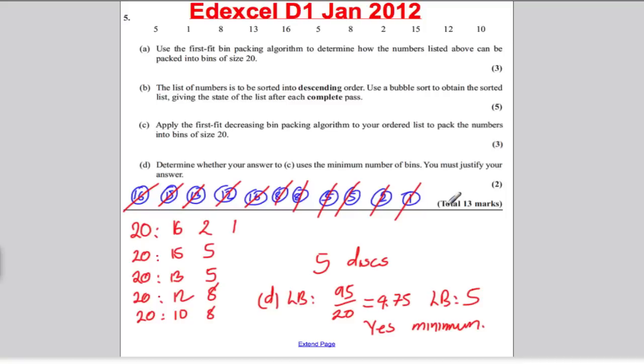And that's it, we're done. That's all the questions done on the first fit and the bin packing algorithms that come up in Decision 1 Maths. I hope you found the following useful in your revision for D1.